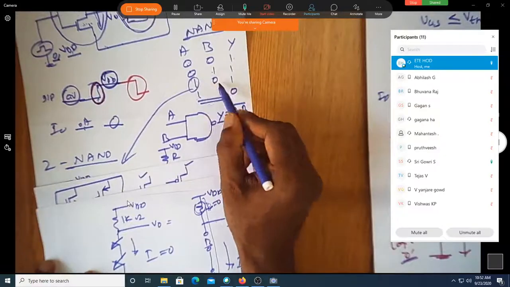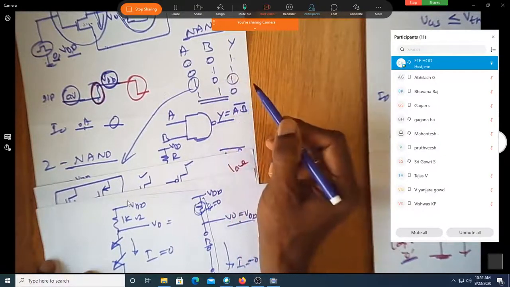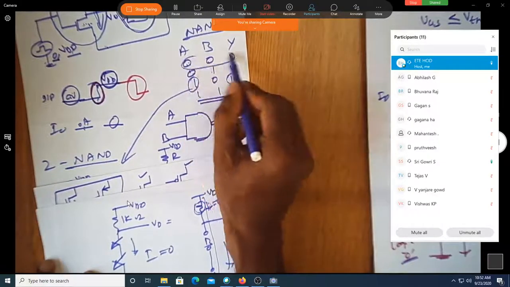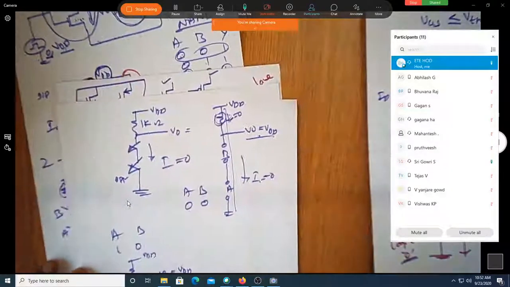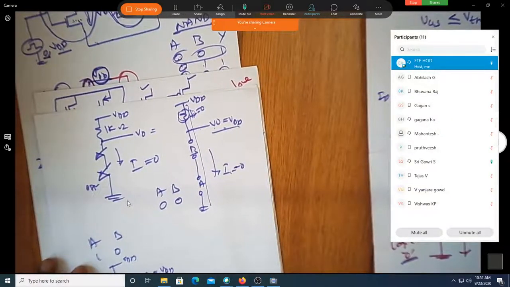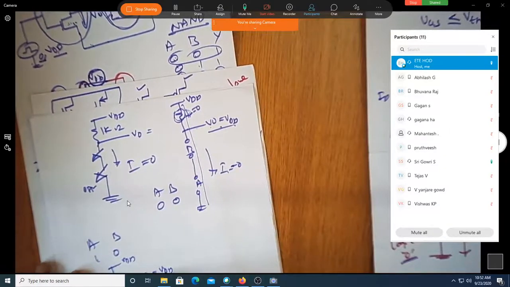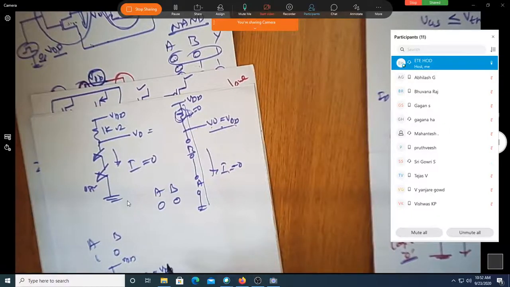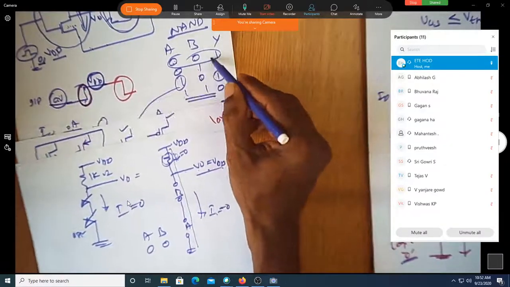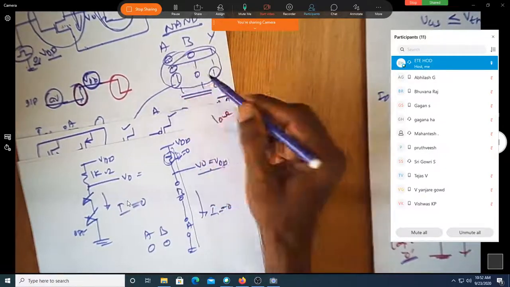When A is equal to 1, B is equal to 0, is the output still 1? We saw the first one, now it is the second one. Now you consider the third one. So you just turn on this, open this. Is the output still VDD? Yes, sir. So for all the three combinations, output is VDD.